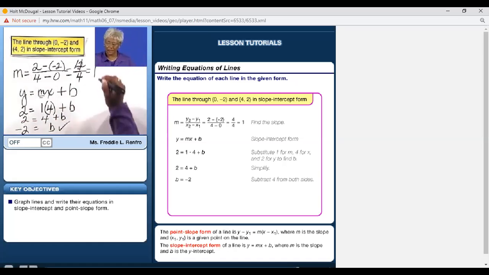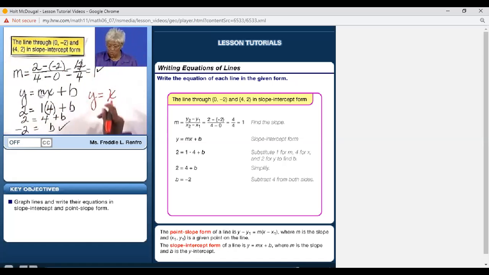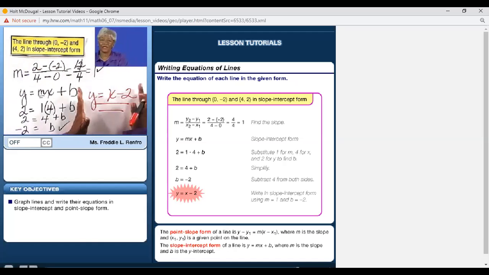We know the y-intercept. We know the slope. Can we write the equation of the line through these 2 points in slope-intercept form? Yes, we can. It's y equals, the slope is 1. We'll just go ahead and say x is understood to be 1, and b is -2, and we can just simply write y equals x minus 2. That's the equation of a line through these 2 points, and this is written in slope-intercept form.